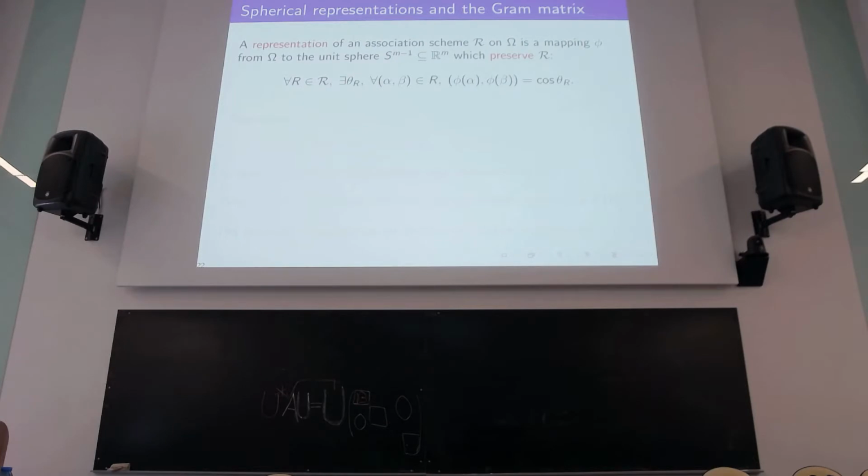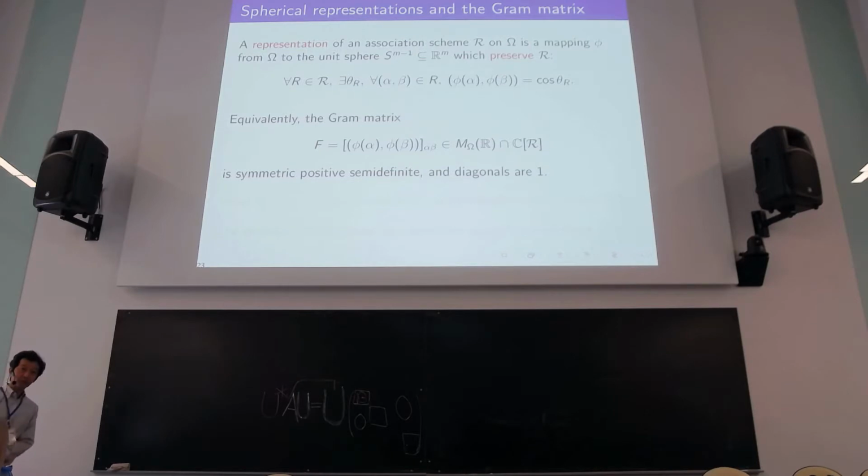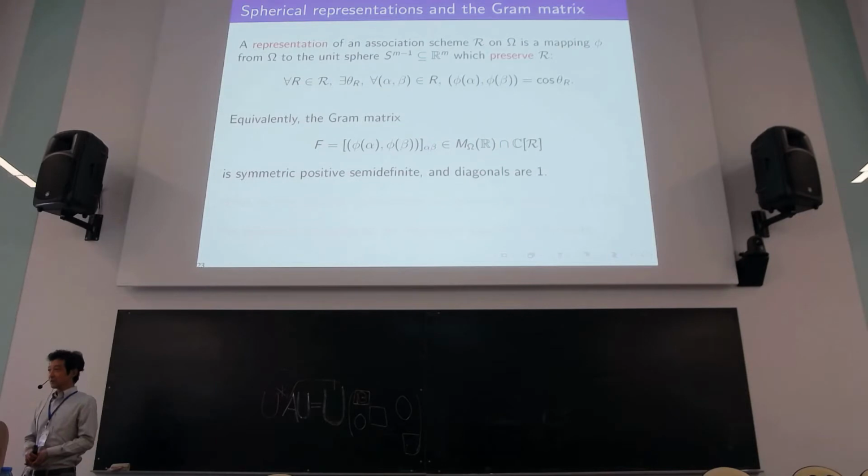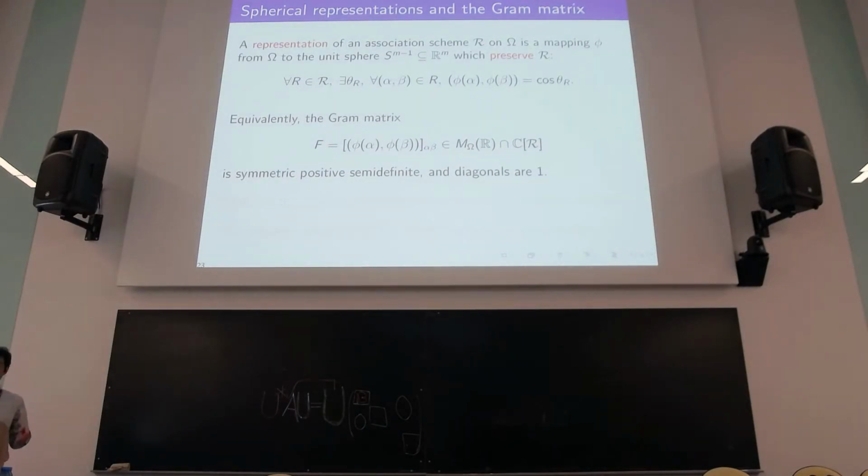Realizing a set of points in a sphere is the same as giving the Gram matrix. Of course, if you have an embedding, then you may compute the Gram matrix, that is the table of inner product values of the images. So you have a matrix indexed by alpha, beta of the underlying set of the association scheme, and the entries are inner products of the images of the unit vectors in the sphere.